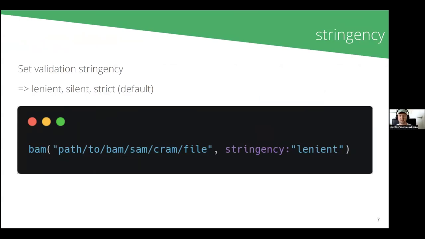Then you can also set the validation stringency. The library I used in the nft-bam plugin also validates if your BAM, SAM, or CRAM files are correctly formatted. This is sometimes not the case with the outputs of several tools. So this way you can disable the stringency check of the library. If you set it to lenient, it will only show the warning, so it will still show you what's wrong with the file, but not fail immediately if it's wrong. If you set it to silent, it will show nothing and it will just pass the validation.